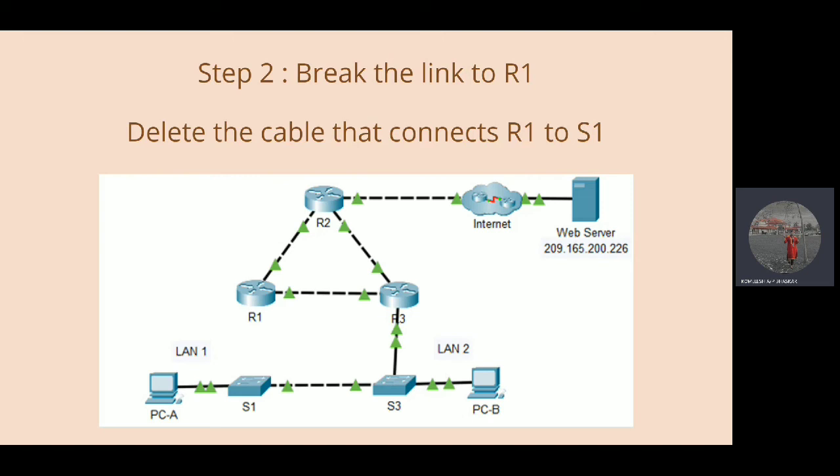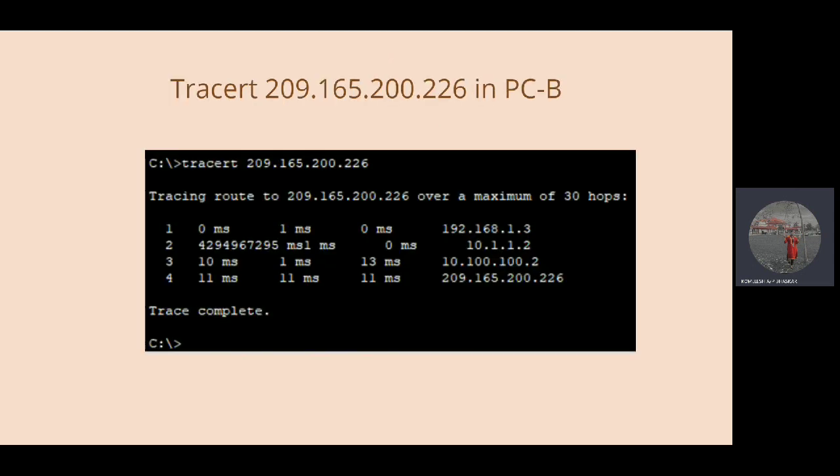Next, step 2, break the link to R1. Delete the cable that connects R1 to S1. You have to select the delete tool from the Packet Tracer toolbar and delete the cable that connects R1 to S1. Next, we have to return to the PCB and execute the tracert 209.165.200.226, and we can see the trace has been completed.